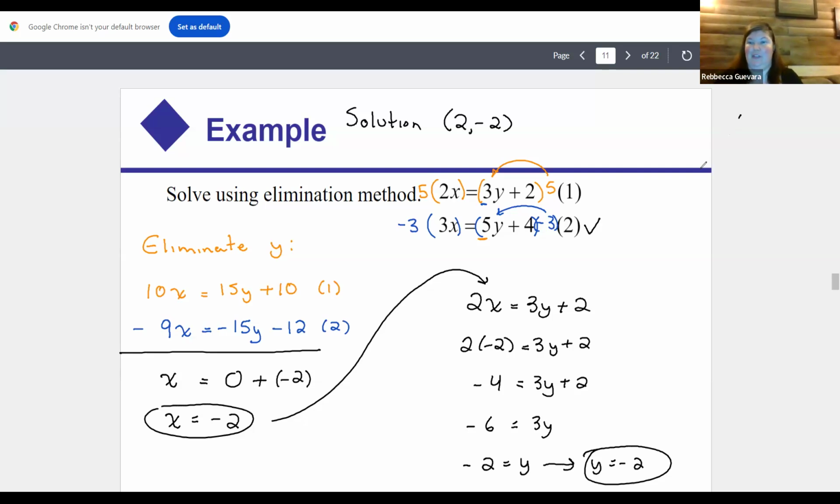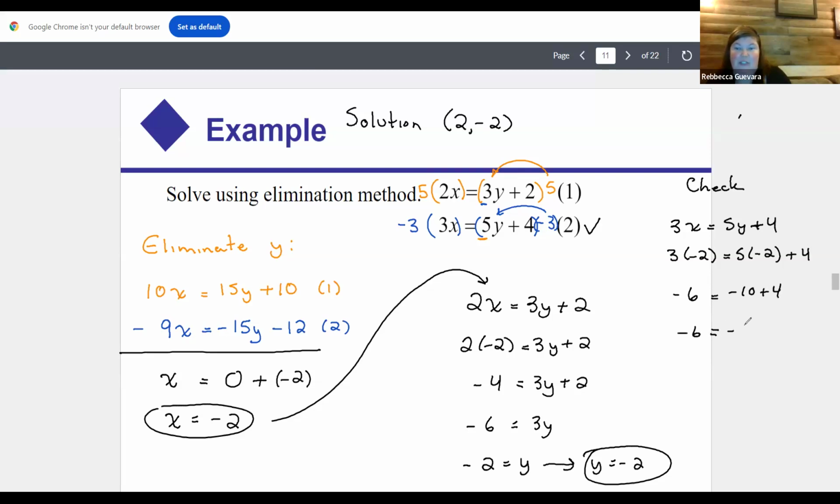Check, I can move something away on my screen. I'm going to do my little check here quickly. So I had 3x minus 5y plus 4. If I substitute my negative 2 in for x, and then my negative 2 in for y, we're going to see if this works for us. So this is a negative 6. This is a negative 10 plus 4. Negative 6 equals negative 6. We found the right solution.